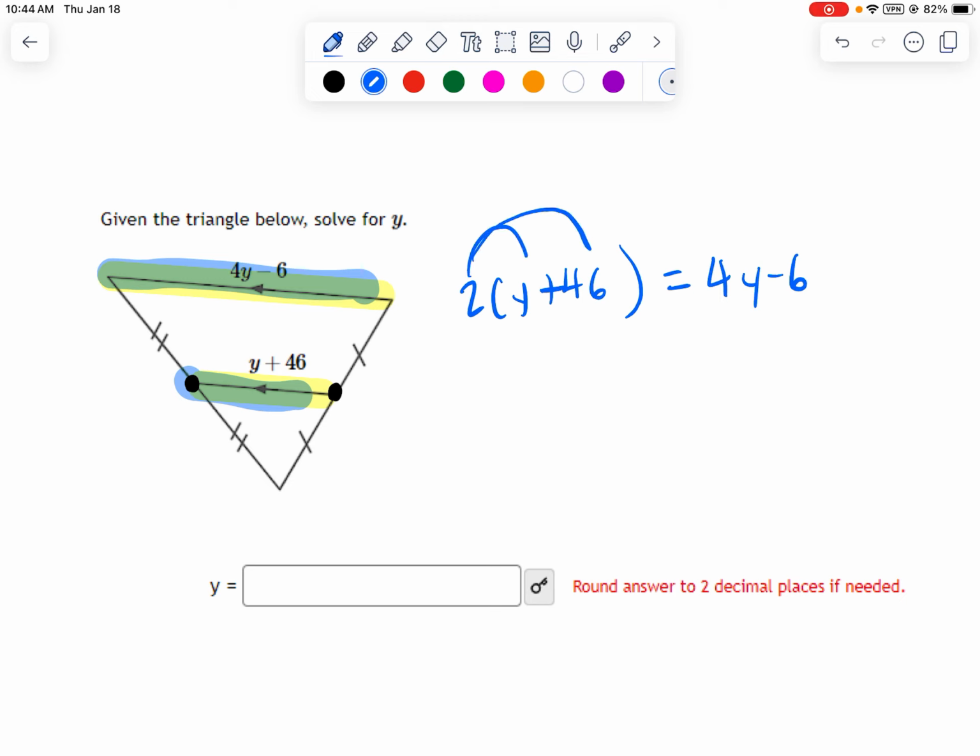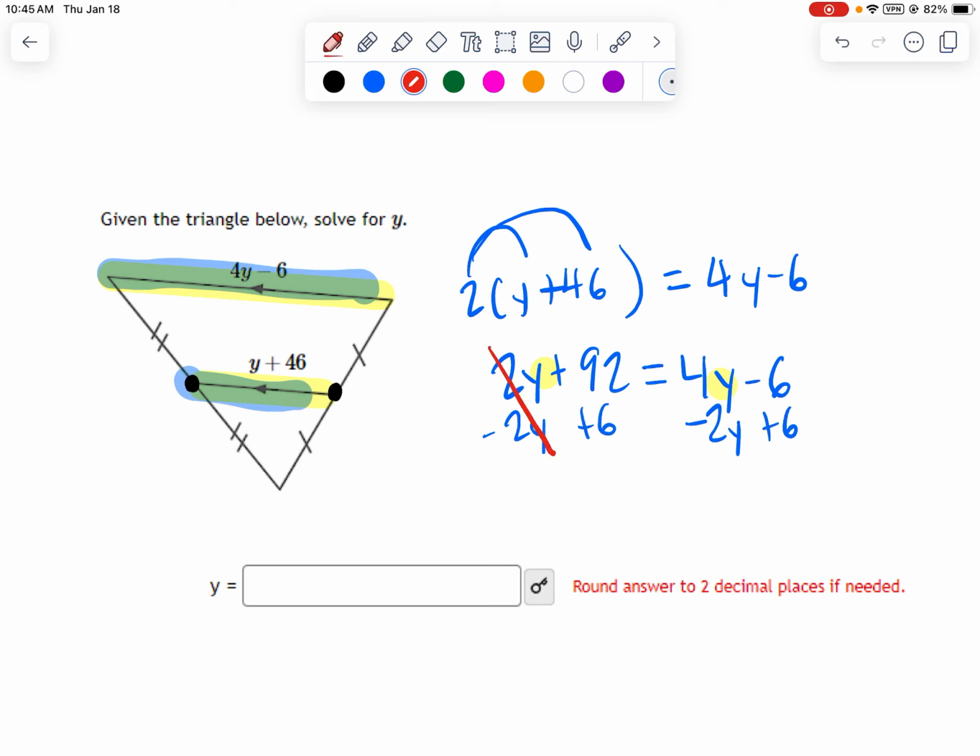Our goal is to solve for y. The parentheses is not doing you any favors. So 2 times 46 will give us 92, I believe, equals 4y minus 6. Your goal is to solve for y, so we need to combine those together. I like keeping stuff positive, so I'm going to subtract the 2y on both sides, and I'm also going to add the 6 in the same step.